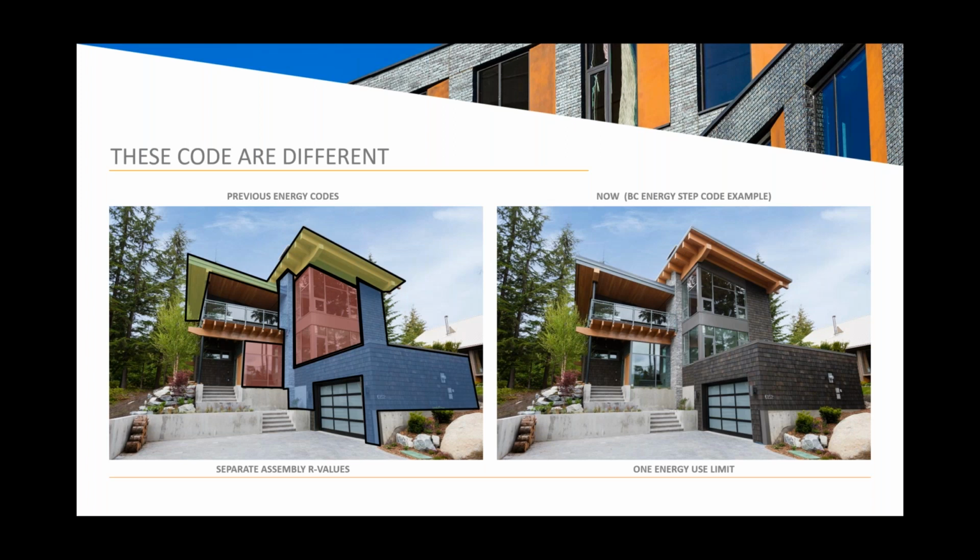Now, compare that item by item approach in old energy codes to the new energy code, and specifically this example is based on the BC Energy Step Code. There's one energy use limit for the building, and the key thing here is per square foot of floor area, there's a limit to the amount of energy that may be consumed in a year. So that's it, that's what you get. You can use it any way you like, but that's your limit and you have to work with it.